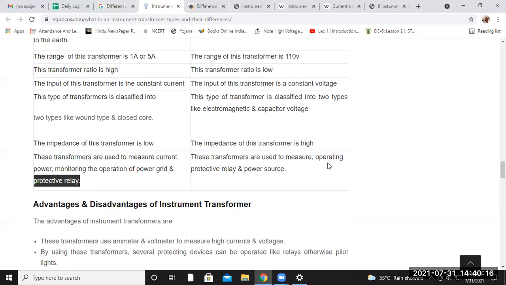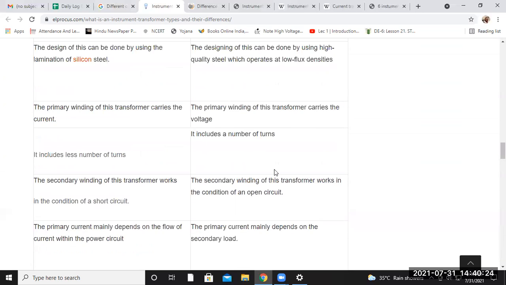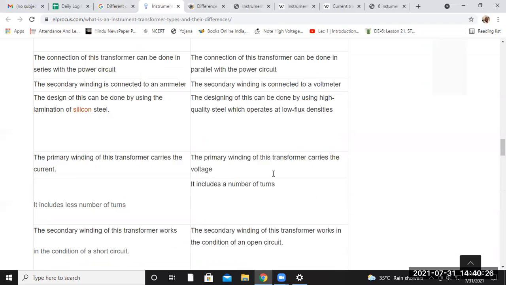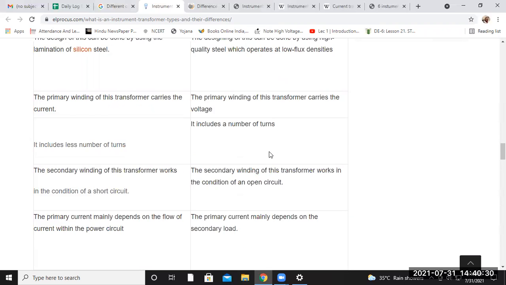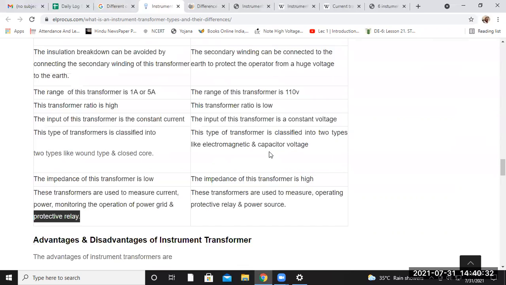These transformers are used to measure voltage, operate protective relays, and as a power source. Okay, so these are some differences between the current transformer and potential transformer of the instrument transformer. So all of you must go through this.